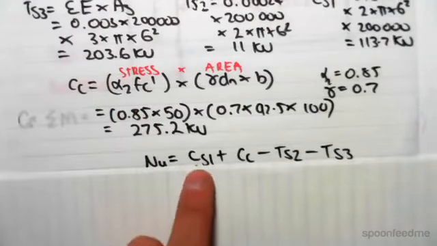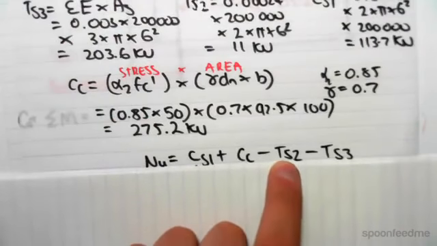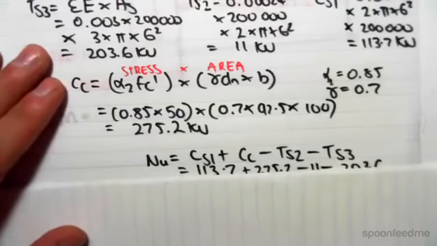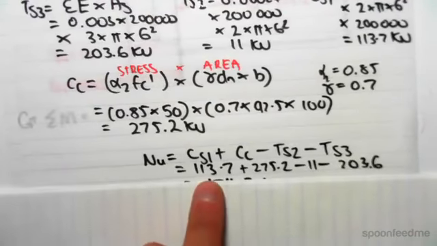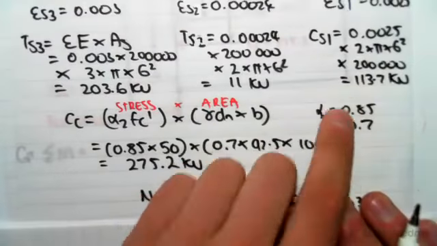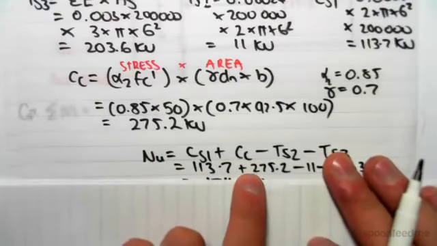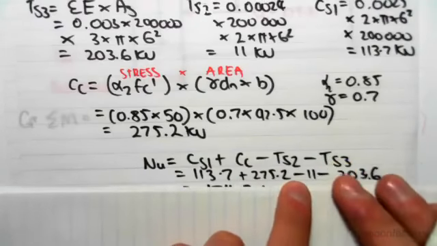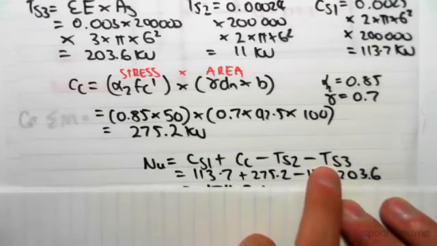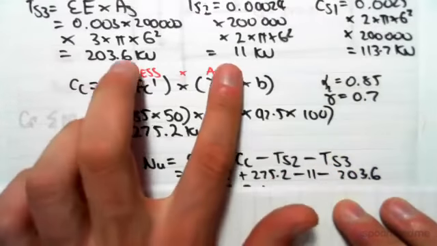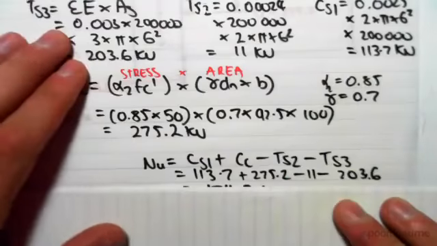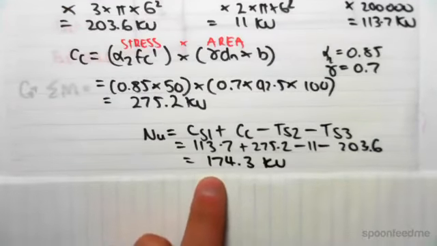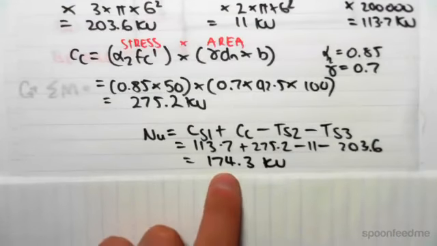The second last thing we need to do is work out the axial load in our section. The axial load is going to be the sum of the compression minus the tension in steel layer 2 minus the tension in steel layer 3. So the compression in steel layer 1 was 113.7, plus the compression in the concrete was 275.2, minus steel tension layer 2 and minus steel tension layer 3. Subtracting them, you would find that the axial load in our section is 174.3 kilonewtons.